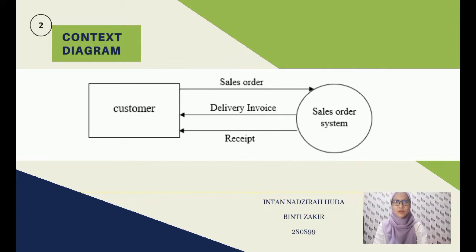Next is the context diagram for the sales order system in Y&R Multi Enterprise. It starts with the sales order from the customer to the sales order system, then the delivery invoice and receipt go from the sales order system to the customer.